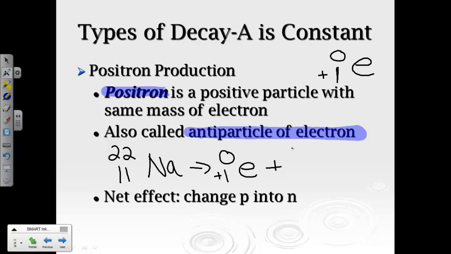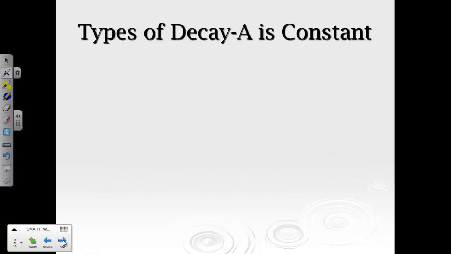So what we end up with is the 22 is going to stay the same up here, but we take one of these protons and we turn it into a neutron. So just like beta particle production, the math is opposite here too, where we have to take the 11, get rid of one of those protons, turn it into a neutron, and we're left with 10. And if we go to the periodic table, we find the 10th element, we're going to see that that is neon, which is one of the noble gases way over on the right.